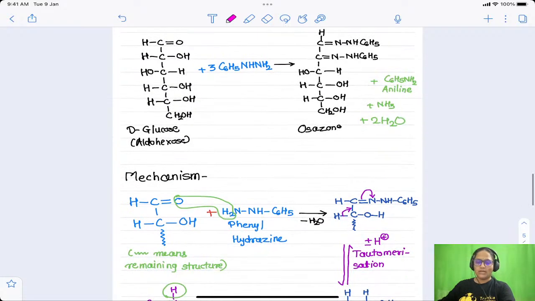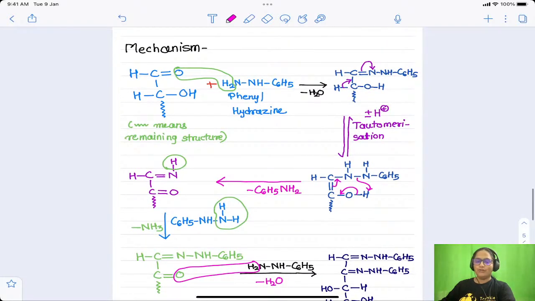How that byproduct aniline is generated, we are going to see with the help of the mechanism. In the mechanism you can see the first step is normal and simple, just like any aldehyde reacting with phenylhydrazine.